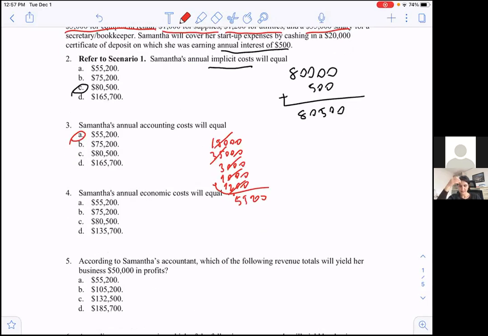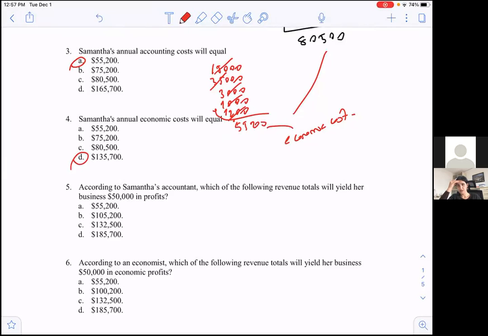Okay, and then Samantha's annual economic cost will be what? The sum of those two is going to give you economic cost, which is $135,700. According to Samantha's accountant, which of the following revenue totals will yield her business $50,000 in profits?